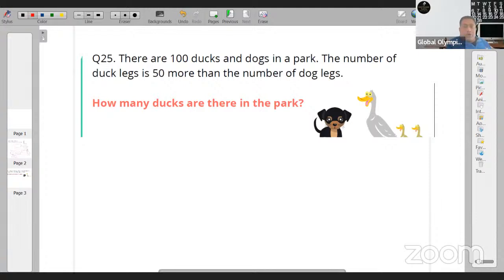Tejas, did you get it? Pranshu, did you get it? See, a grade 2 student is doing all these problems and you guys are not able to do.